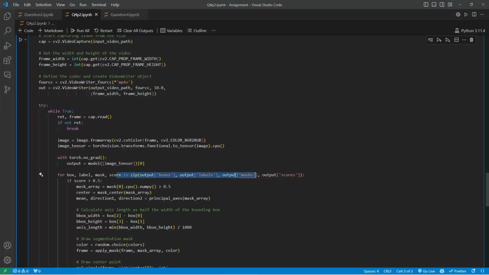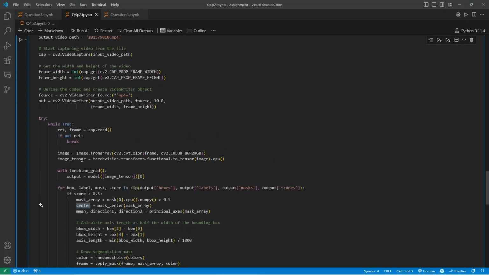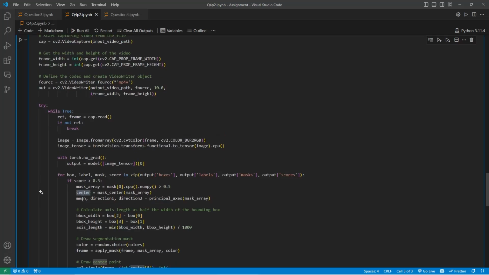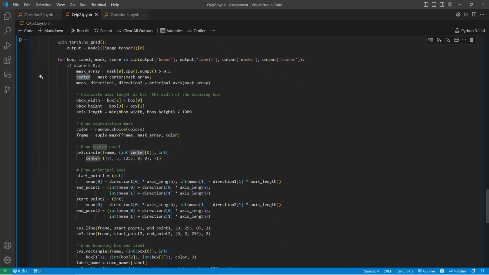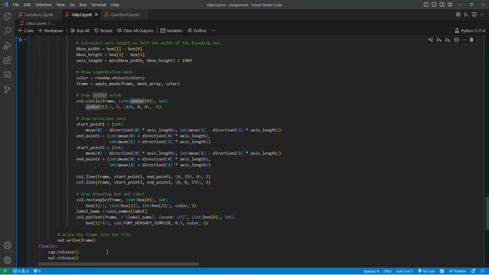From the model, we get out its multi-headed output. We get the mask array, the center, as defined earlier, and then both the mean, the direction 1 and direction 2 of the principal axis of the function we defined earlier. And then the rest is more just on how to draw it out onto the screen, and then we output that as a file.